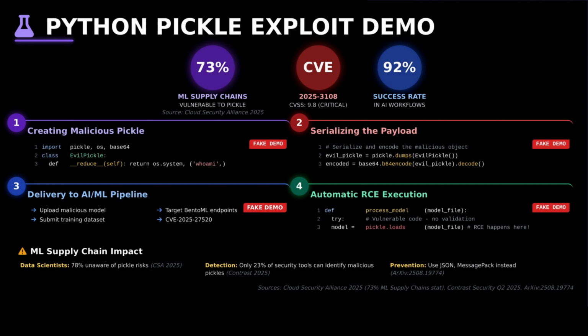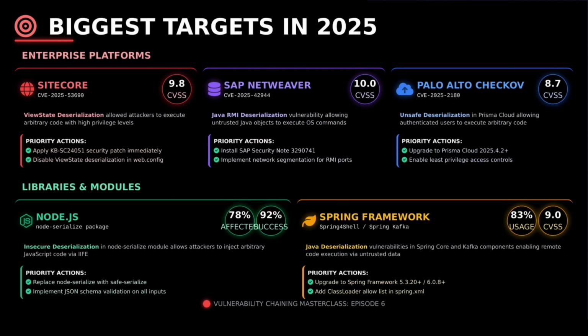73% of ML pipelines are vulnerable, and most data scientists don't even know pickle is unsafe. Safer alternatives: JSON or MessagePack. But remember, convenience kills. Right now, attackers are focused on: 1. Sitecore, 2. SAP NetWeaver, 3. Palo Alto Checkov, 4. Node.js node-serialize, 5. Spring Framework. All widely deployed, all actively exploited. Here are the action items. Patch now, segment networks, replace unsafe libraries, enforce allow lists.